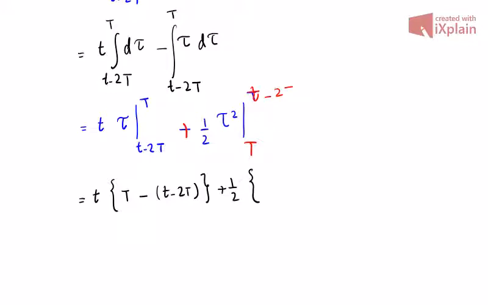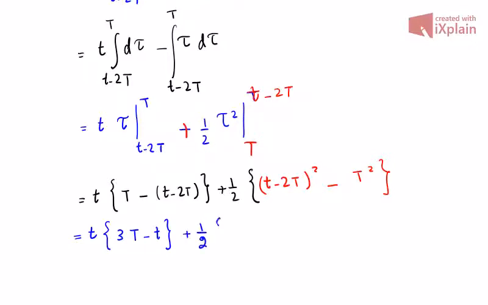So the upper limit is t minus 2T whole square minus the lower limit, which is small t square. Okay, so let's try to evaluate this one. Now it's t, and here we can see we have 3T minus small t. Okay, and inside this one we have t square plus 4 capital T square minus 4 t times capital T minus t square.